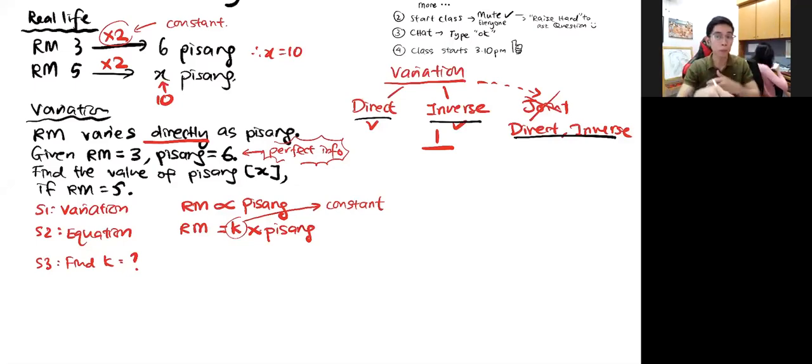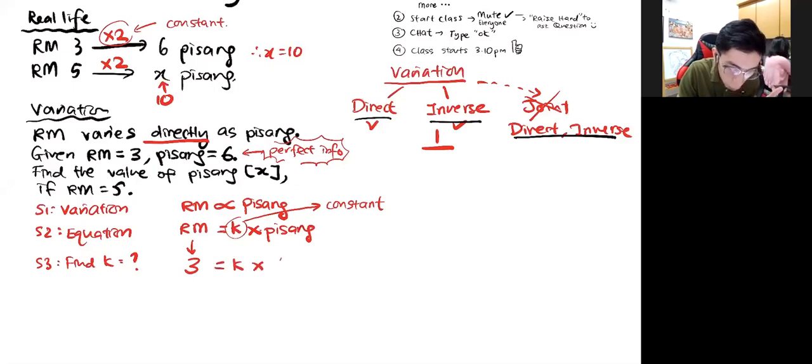How do you find the K? So now I'll put it inside. The number 3, I'll be writing over here: 3 equals K times pisang 6.